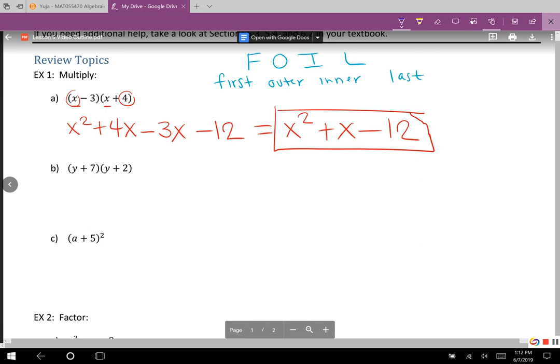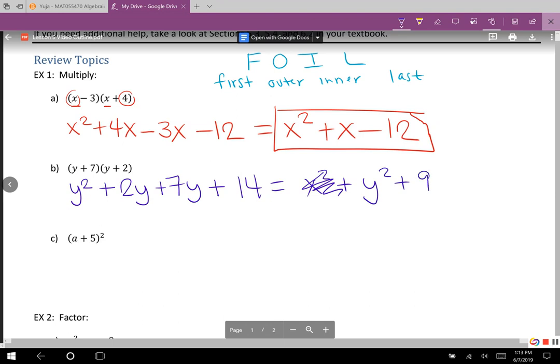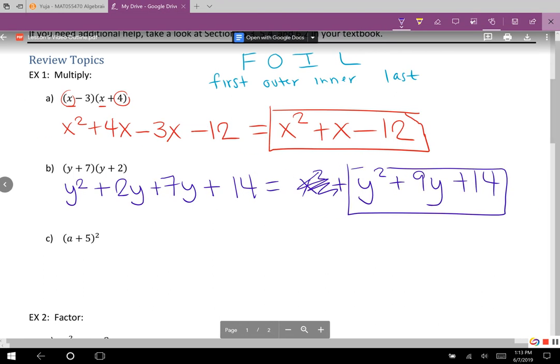So then in part B, it's the exact same thing. First would be y times y, or y squared. The outer is the 2 times y. Inner is 7 times y. And last, let's see, 2 times 7 is 14. When I combine like terms, I get y squared, 2 and 7 is 9, so plus 9y plus 14.